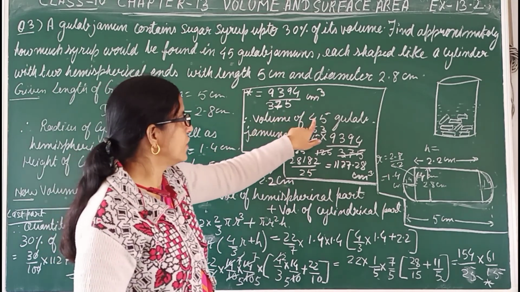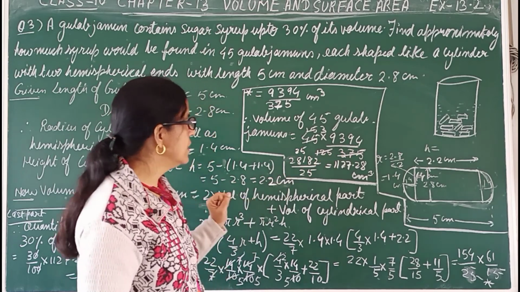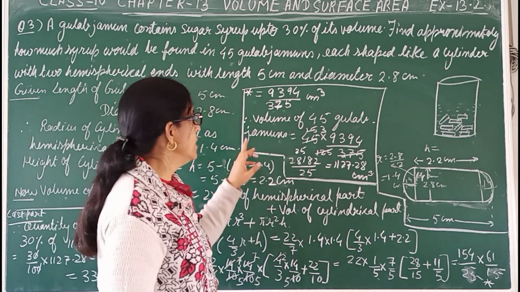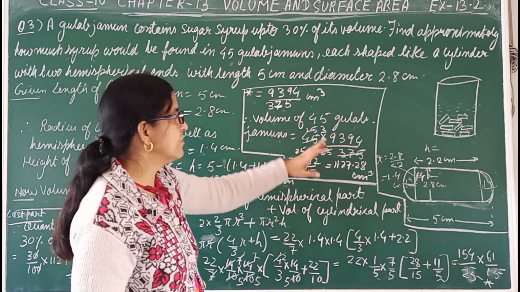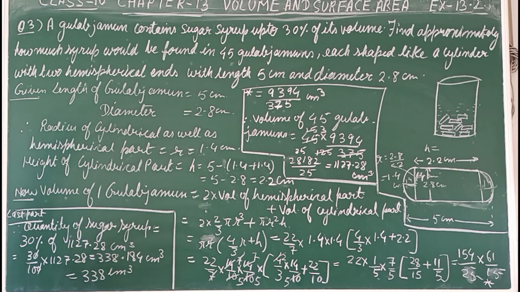Therefore, the volume of 45 gulab jamuns will be 45 into 9394 by 375. Convert to decimal, 1127.28 will come. So this is the volume of 45 gulab jamuns. We have to find the quantity of the sugar syrup in 45 gulab jamuns. So the quantity of sugar syrup in 45 gulab jamuns will be 30% of that volume which you have got. So 30 by 100 into this much. Please do the calculation on your own.